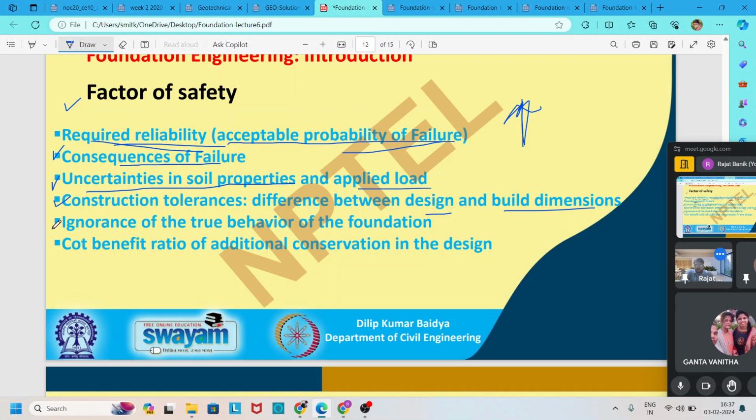We also cover the true behavior of the foundation. That means for different types of foundation, the behavior of the foundation is different. So we generalize by applying this factor of safety. Then the cost-benefit ratio, for the conservation of the design, we can address by this factor of safety. If our cost is more, we need to adjust our factor of safety to some extent.